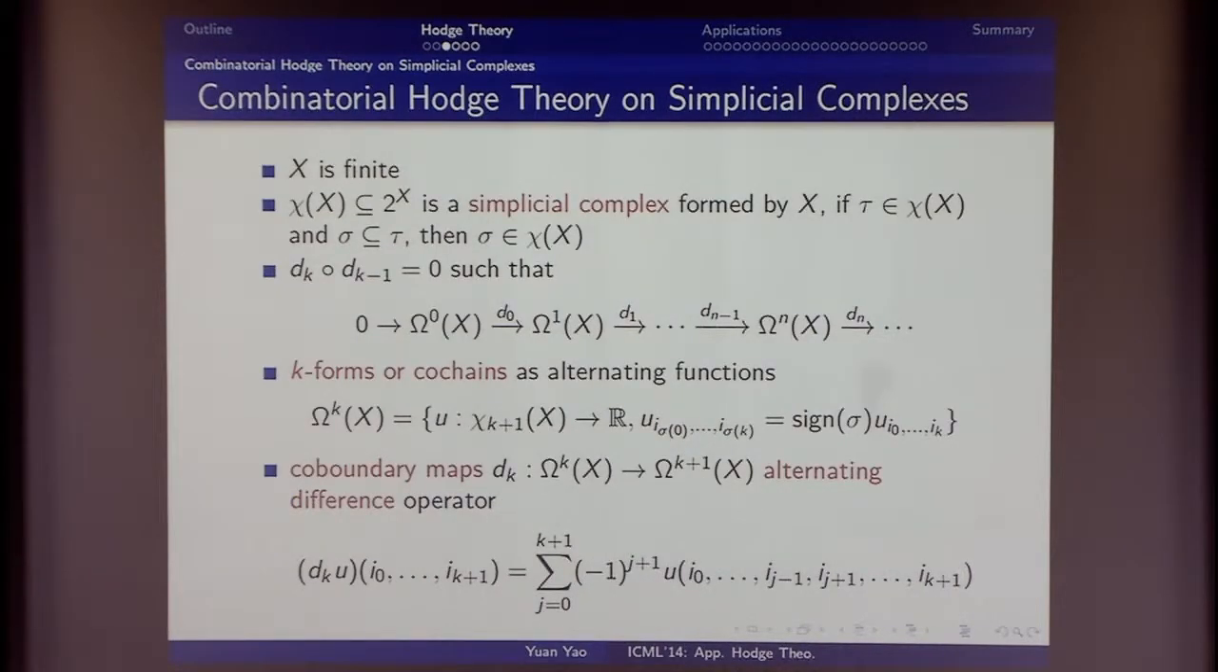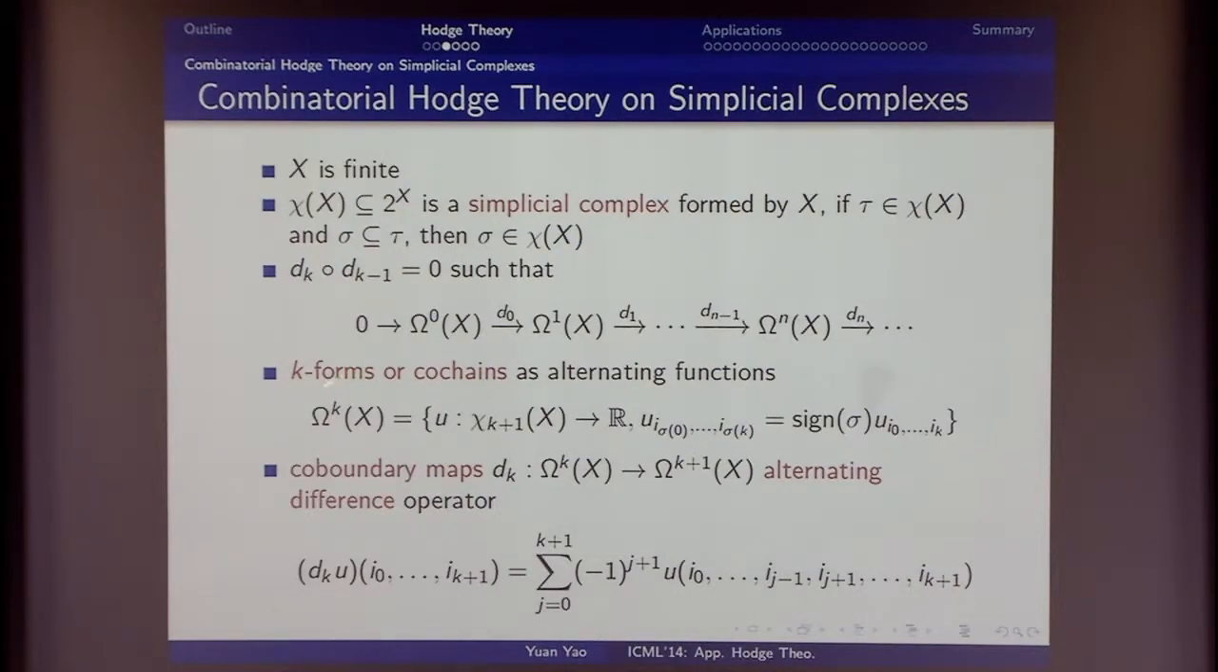The third version is what I'm going to use in various applications below. It is the finite version of combinatorial Hodge theory. Basically, we study a finite set X, and we build an abstract simplicial complex from X. That means we take a subset collection from X, and if any set tau lies in the collection, then all its subsets must also be included in the collection. We call this property closedness under inclusion or deletion. And when this is satisfied, we form a simplicial complex.